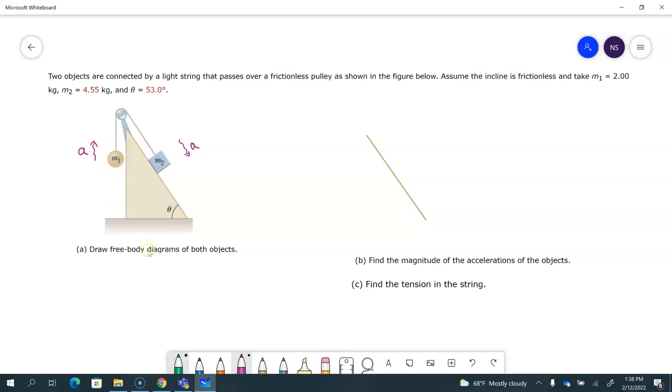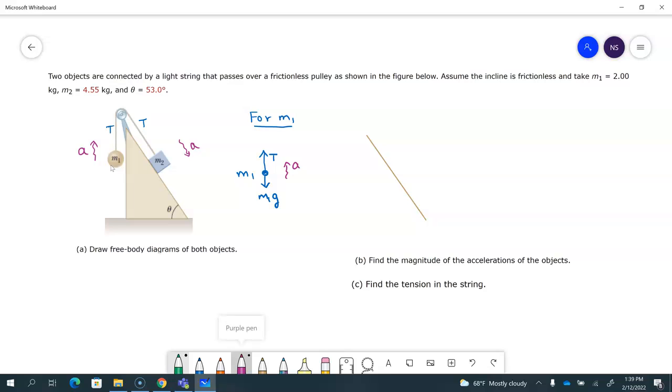Now I have to draw free body diagrams for both the objects, right? So for M1, for example, if I show M1 by this, I have its weight downward and the tension in the string, which happens to be the same on both sides of the pulley, because it's a massless pulley. And so the tension's got to be bigger than its weight, so that there is an unbalanced or net force in the upward direction. That's why it's accelerating upward, right?